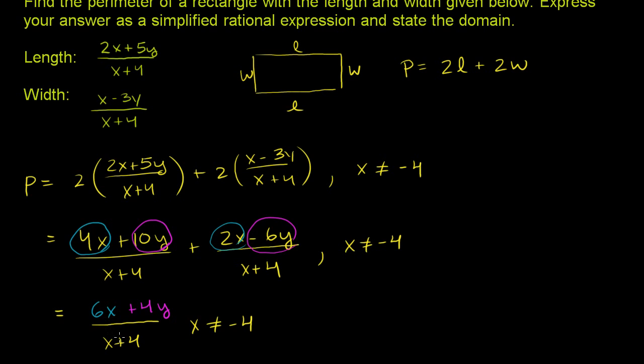So that's our simplified expression for the perimeter. You could factor out a 2 here if you want. Not clear which one is more simplified. I'd argue that this one is. But you could write this as 2 times (3x plus 2y), just factoring out a 2, over x plus 4, where once again x cannot be equal to negative 4.